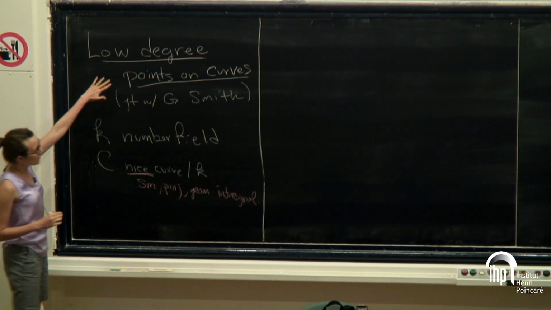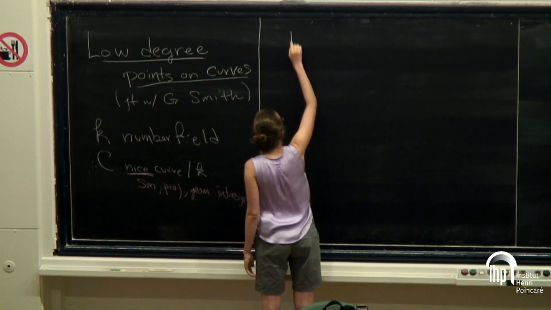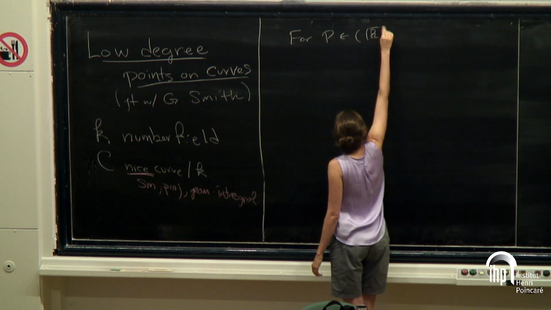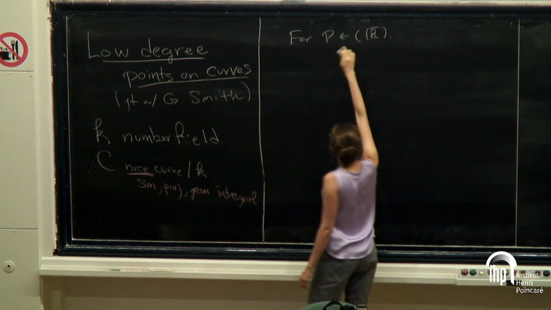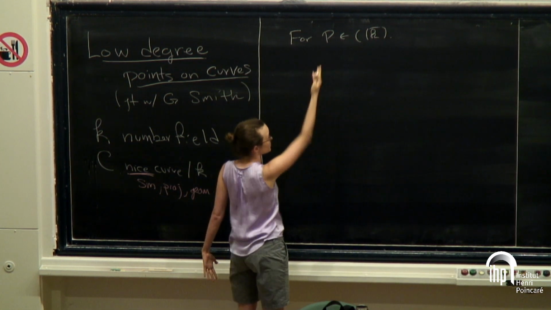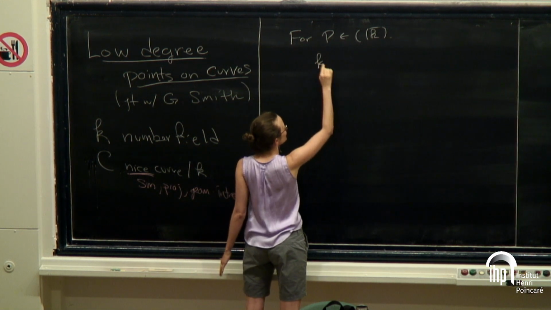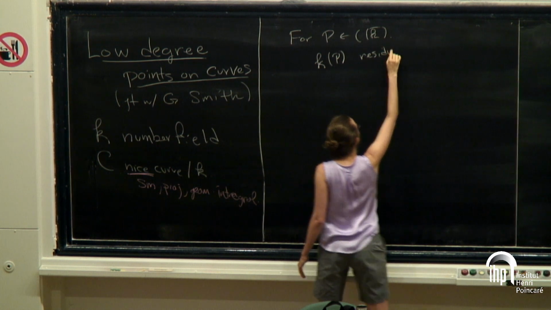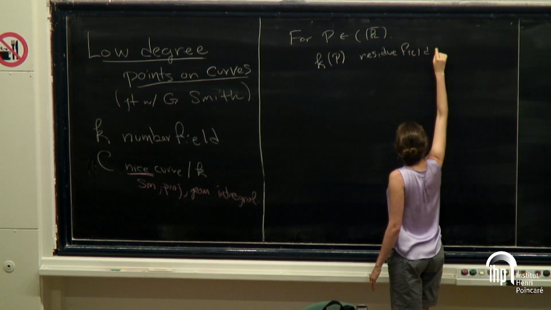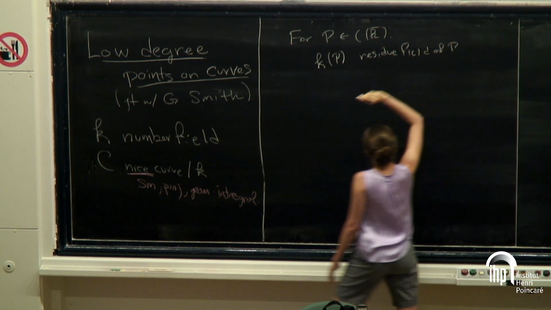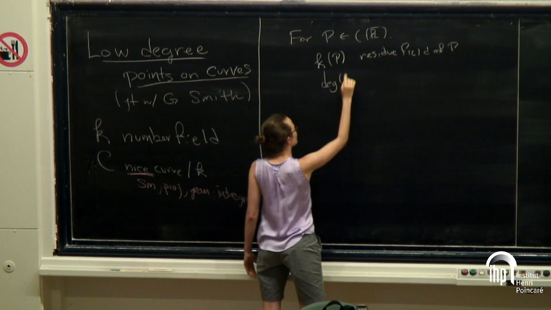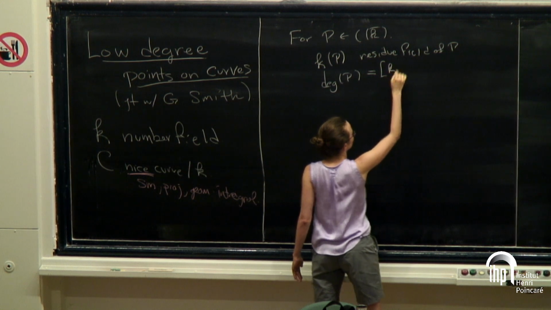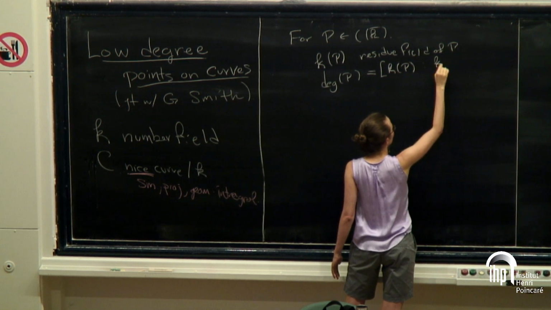And now let's talk about points. If I have an algebraic point, so a point whose coefficients are in the algebraic closure of k, then it's actually defined over a finite extension. In particular, it's defined over the residue field, which I will denote little k sub P. So this is the residue field of the point P. And the degree of the point P is just the degree of this residue field extension, so the degree of little k of P over little k.